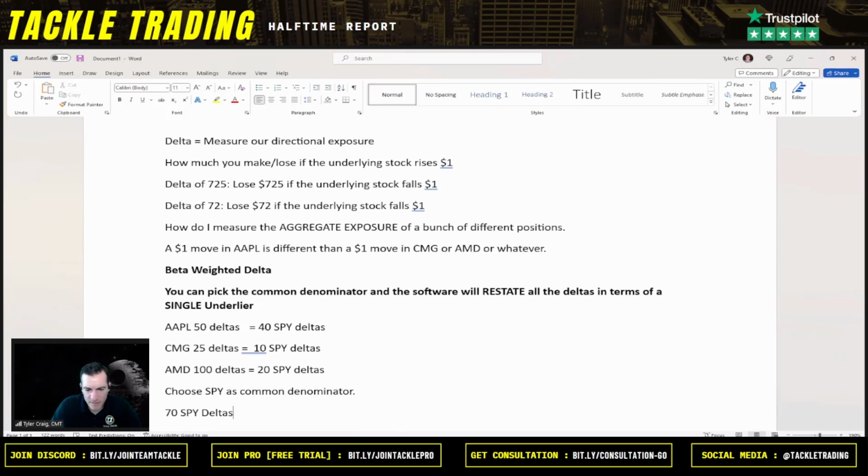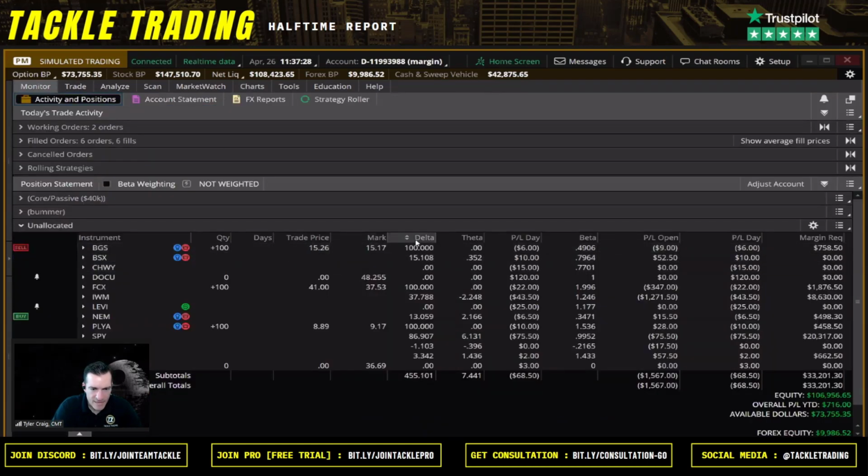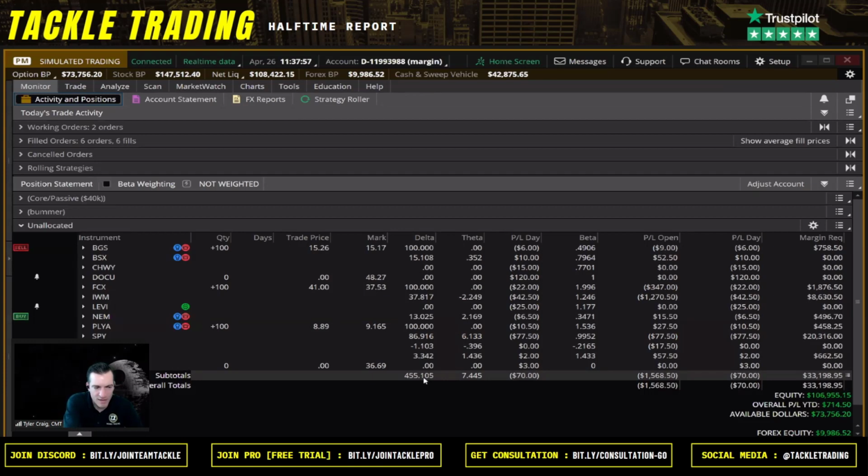In Thinkorswim, you just go to the monitor tab. You just have a delta column, and by default, it will be stating these apples, bananas, oranges, grapes. They're all in different terms. This is BGS, how many deltas I have on that. This is Boston Scientific, DocuSign, et cetera. Well, $1 in FCX is different than $1 in IWM. So adding up all these deltas and saying you have 455 deltas, it's nonsense. What does that even mean? Which one of these stocks are we talking about moving $1, resulting in a $455 move? I don't know. It's nonsense.